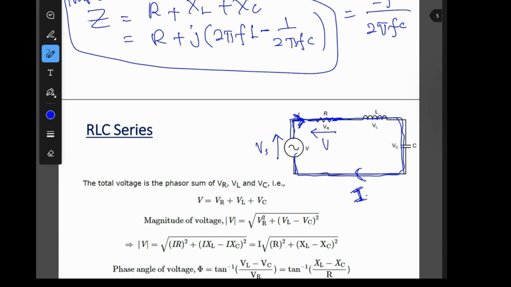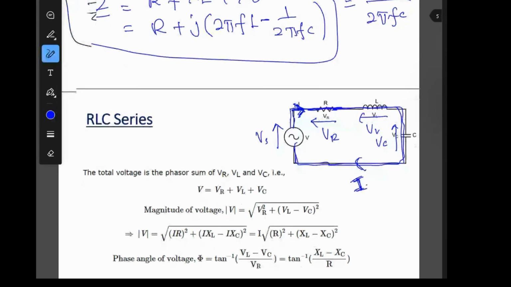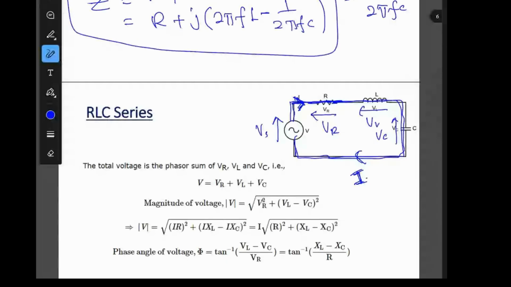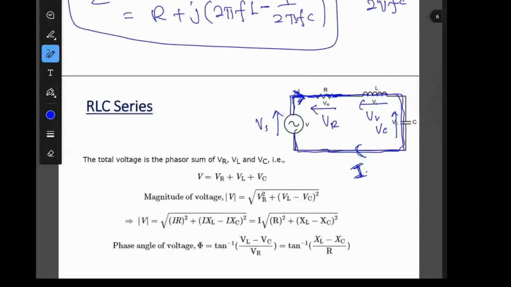For the resistor, the voltage is opposite the current flow. This is VR, VL, VC. The magnitude of voltage is opposite the flow of current. So this is the arrow of VR, VL, and VC. Now we're using KVL, Kirchhoff's voltage law. We can find the voltage around the loop for this circuit.